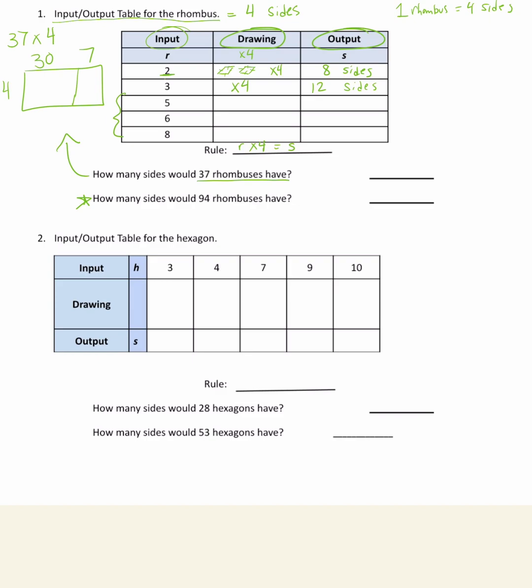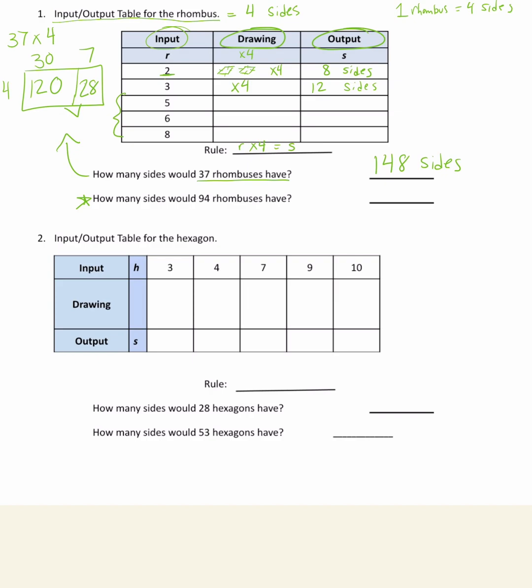3 times 4 is 12, so 30 times 4 is 120. And then 4 times 7 is 28. So I would just combine those. 120 plus 28 would become 148. Meaning 37 rhombuses would have 148 sides.